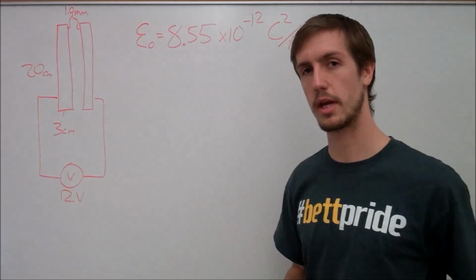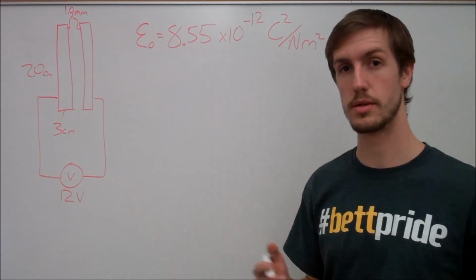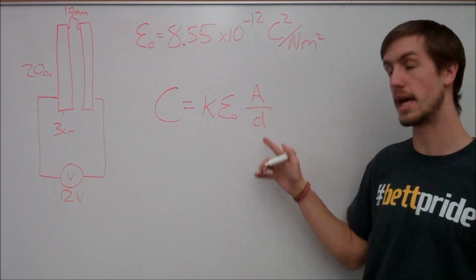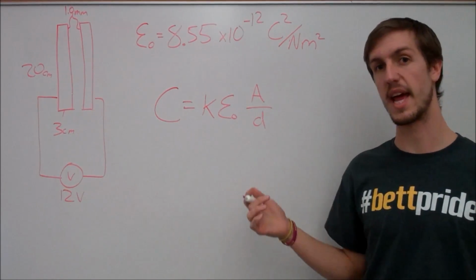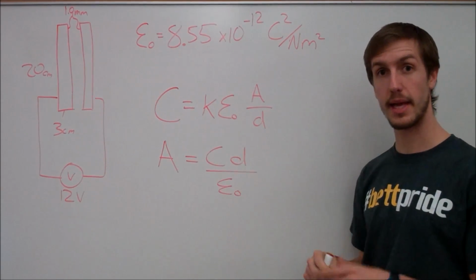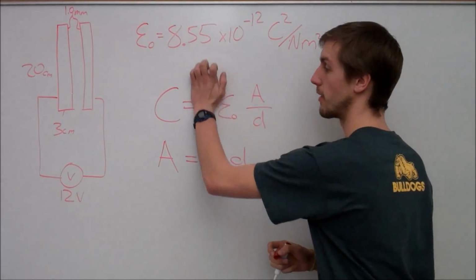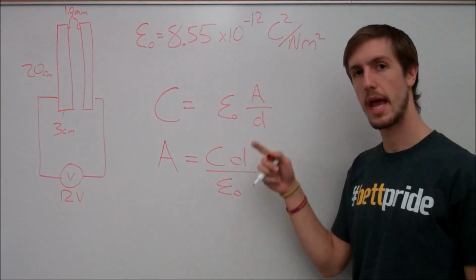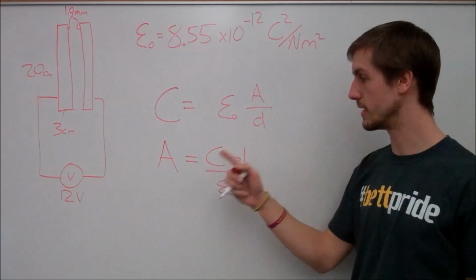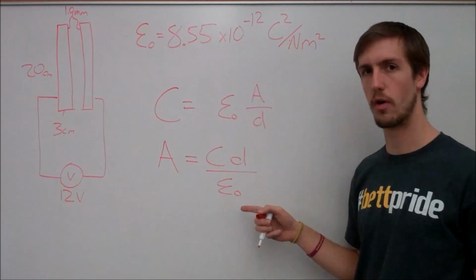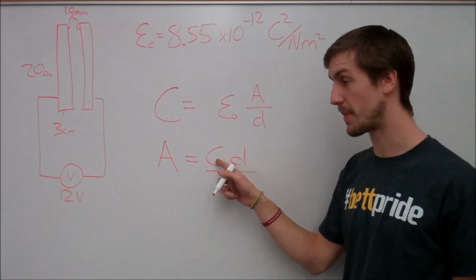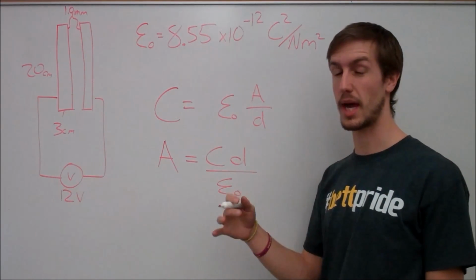What we're going to do is look at our very first formula that we used. Capacitance, K, E naught, A over D. We're going to rearrange to get A, where now I have divided by E naught on both sides. My K value is 1, so that can be erased. And my distance, I multiplied it by on both sides, so I get area is equal to CD over E naught.